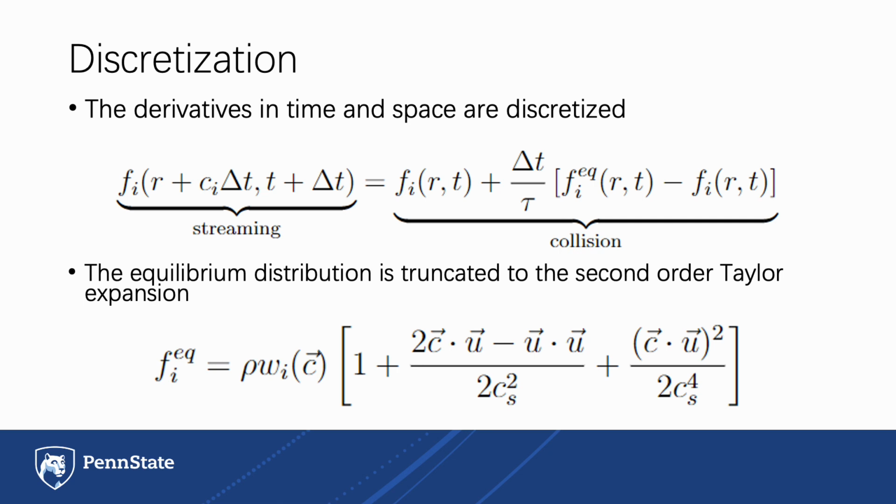By doing this, we obtain the two main steps of the Lattice-Boltzmann method, which are the collision and the streaming. Moreover, we are not going to use the exponential description of the Maxwell-Boltzmann equilibrium distribution, but we are going to truncate it to the second order of the Taylor series expansion, which is the one that you see there.